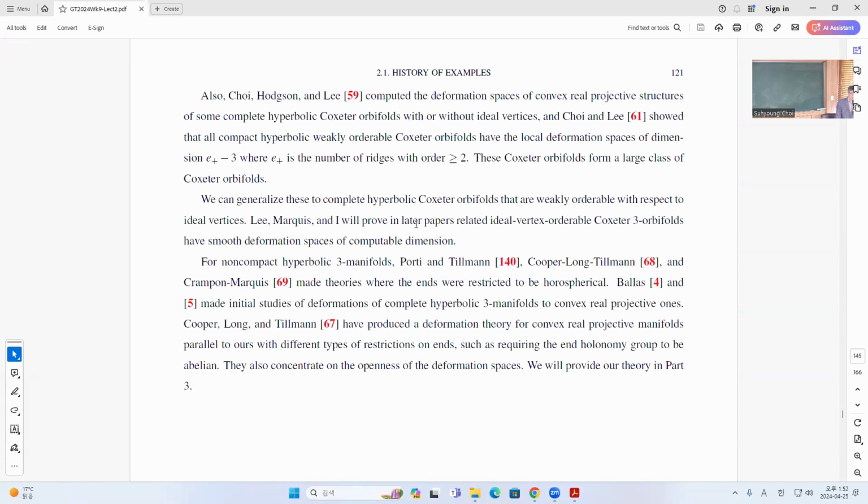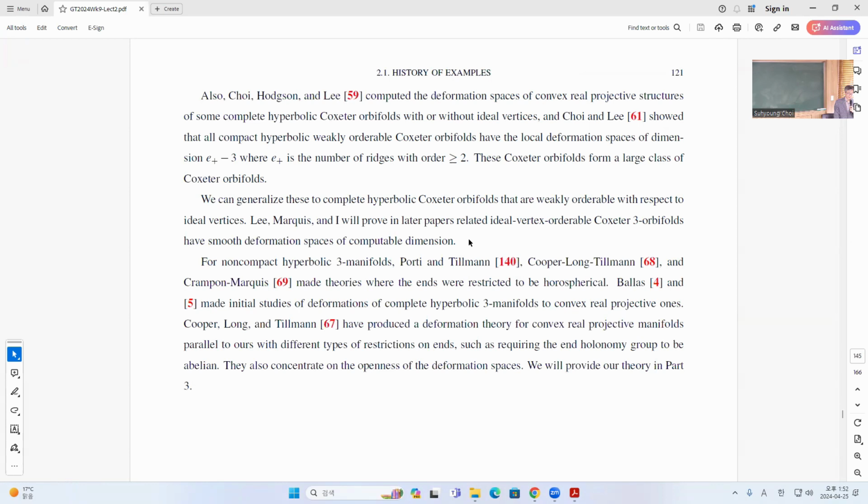And of course, we also proved some deformation space of complete hyperbolic Coxeter folds before, with or without ideal vertices. So these are only with ideal or hyper-ideal vertices. Sorry, this is a bit wrong: with only ideal or hyper-ideal vertices. And Choi shows some weakly orderable Coxeter folds before. So the compact case is smooth with these dimensions.